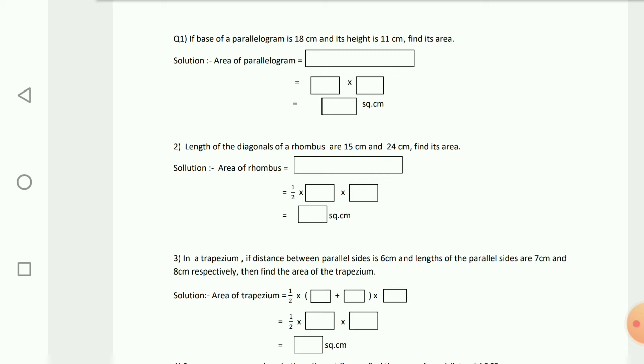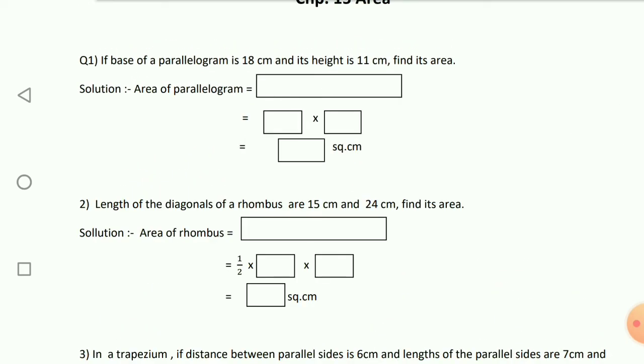So first question, what is given here? If the base of a parallelogram is 18 centimeter and height is 11 centimeter, find its area. So what are you going to write? See, for the area of parallelogram, in the first box you are going to write base into height, and then in the next box you are going to write 18 into 11, and last, when you multiply, you will write the final answer.